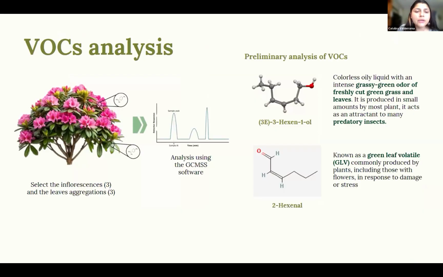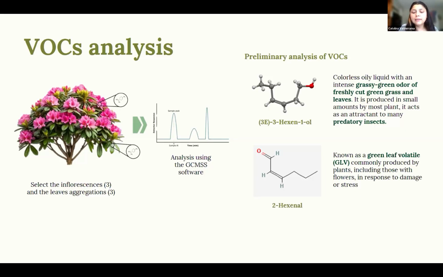For the VOC analysis, we have a collaboration with the Gardner Lab at Case Western Reserve University. We are going to collect samples from the flowers and leaves. We will randomly select three inflorescences and three leaf aggregations, and extract those VOCs using a vacuum pump. We will put them in sealed tubes that we can analyze using a GC-MS, which Dr. Gardner is going to help us with. After that, we will analyze the data to establish which VOCs we have from the samples.